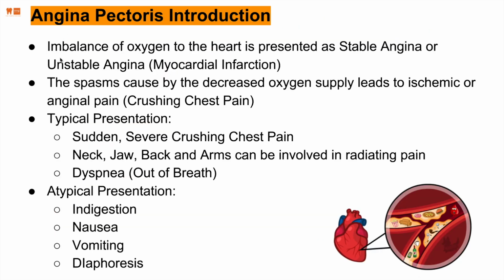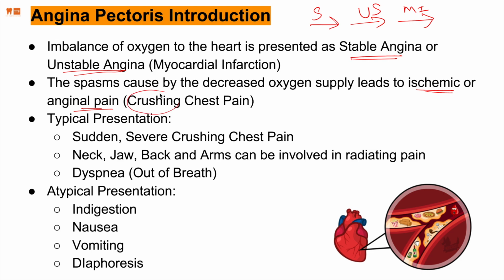Moving on, imbalance of oxygen to the heart is presented as stable angina. Fair enough. But then myocardial infarction takes place upon necrosis. That falls under the unstable angina. So it's almost like an arrow of progression, right? So this is stable, unstable, and myocardial infarction. The spasm is caused by the decrease in oxygen supply, leading to ischemic or anginal pain.